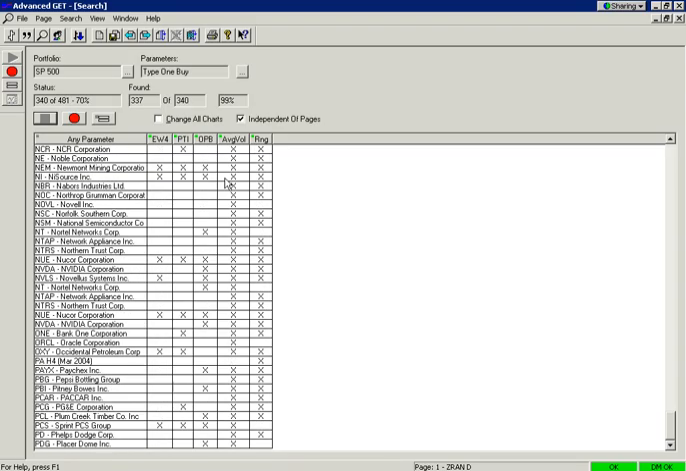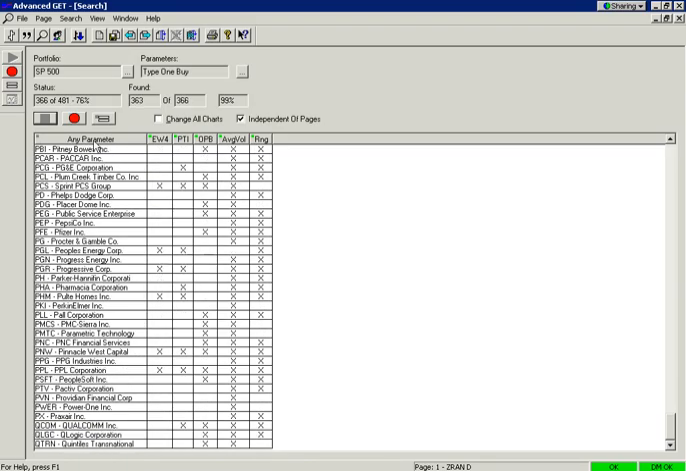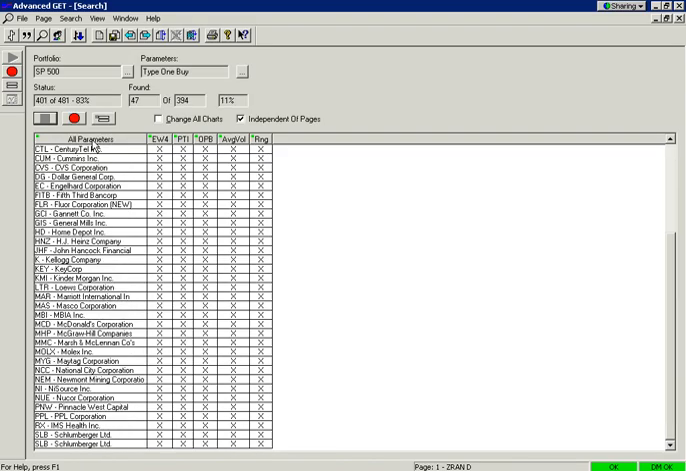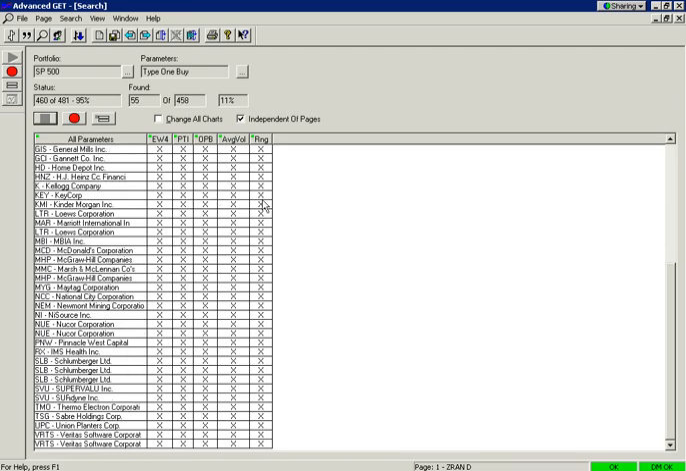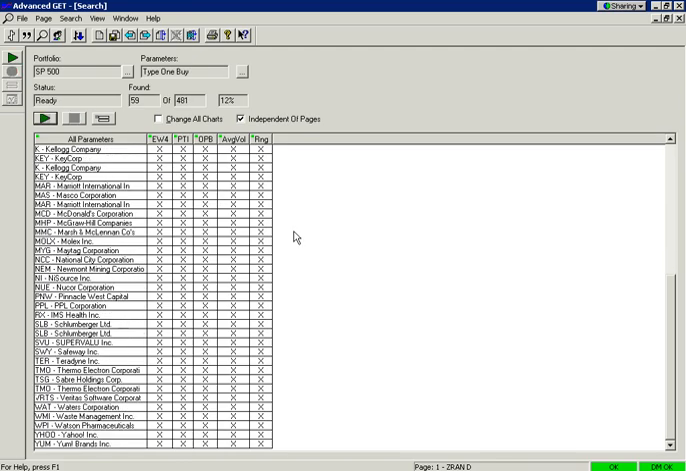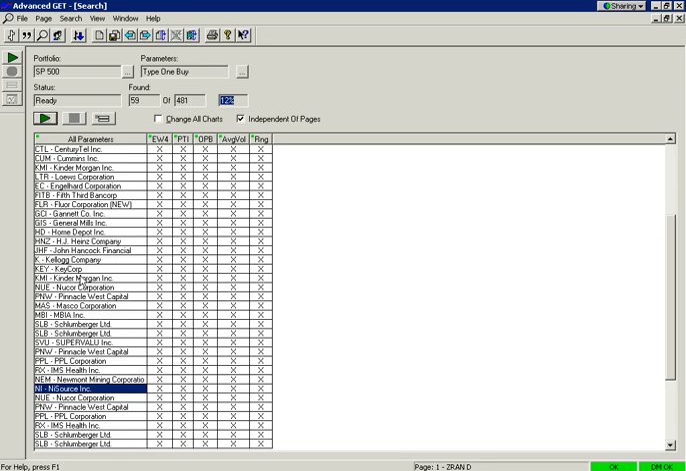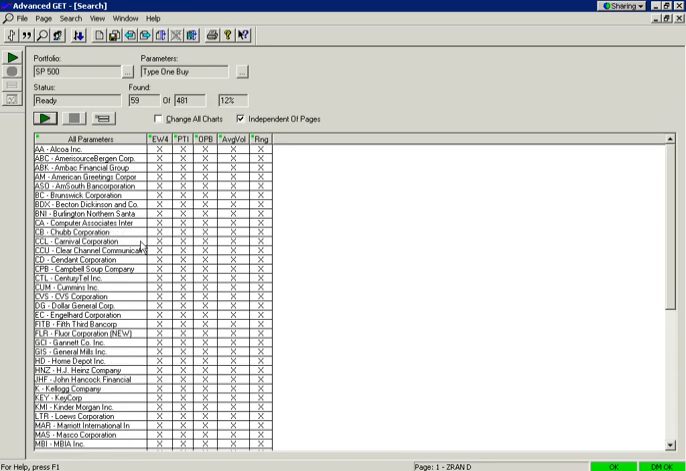In order to change that so that it has to meet all of the criteria, I'll left click where it says any parameter. And it now changes to all parameters, now only giving me the listings that meet all of the criteria that we've placed on our search. Okay, it's gone back to the status being ready, indicating that the search is completed. And we found 59 out of 481 symbols met our criteria, roughly 12% of those searched. And this is our list of results down here at the bottom.